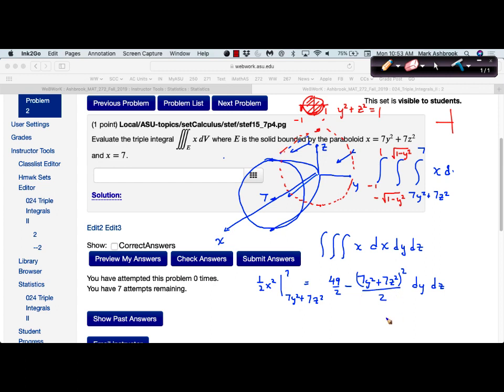By standard, straightforward antiderivative techniques, I've got 7y squared plus 7z squared, squared. I don't have a y out here. If I had a y out here, I would essentially have a chain rule derivative, right? Because the derivative of the inside is y. I don't have that y.